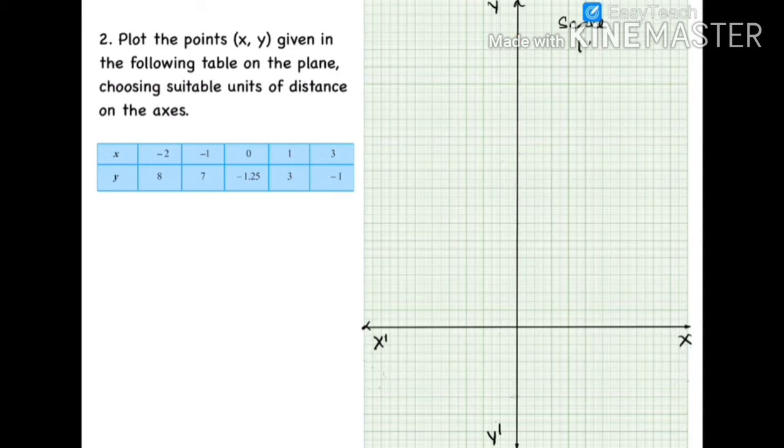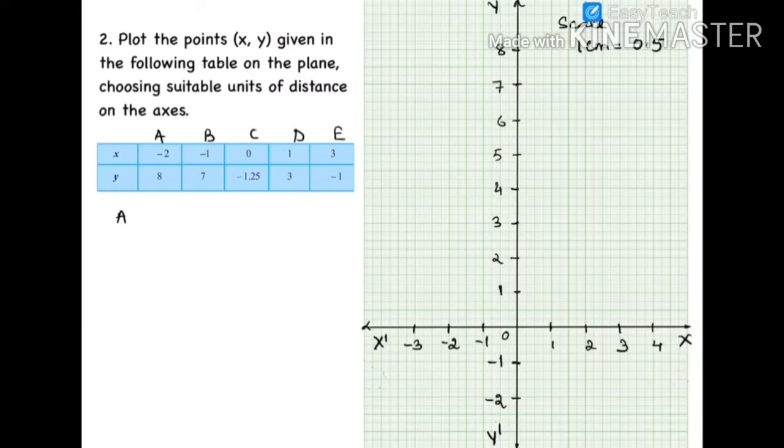Let's choose a scale 1 centimeter equal to 0.5. So 2 centimeters on the graph will be 1. For the x-axis also we will choose the same scale. Let's label these points as A, B, C, D, E.